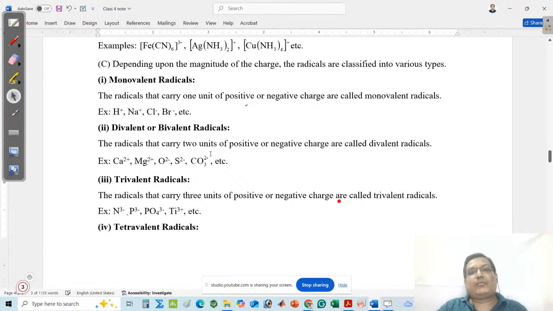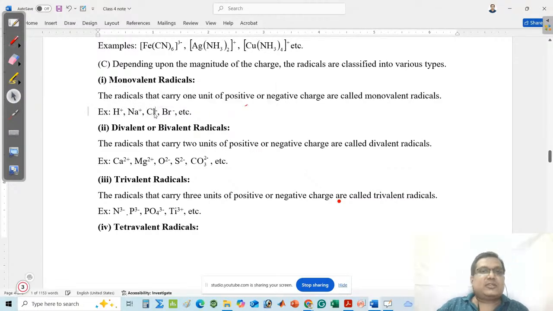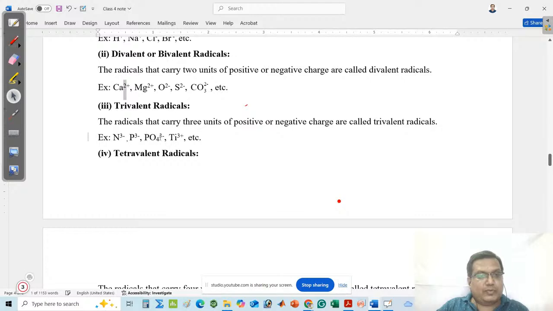Next, I will move to the other classification, depending upon the magnitude of the charge. Radicals are classified into various types. Magnitude of charge means what? Suppose think about H+. Here the charge is plus, but the magnitude of the charge is 1. Similarly, for Cl-, the charge is negative, but the magnitude is 1. Similarly, for Ca2+, the charge is positive, but the magnitude is 2. Like that, for PO4 3-, the charge is negative, but the magnitude of the charge is 3.